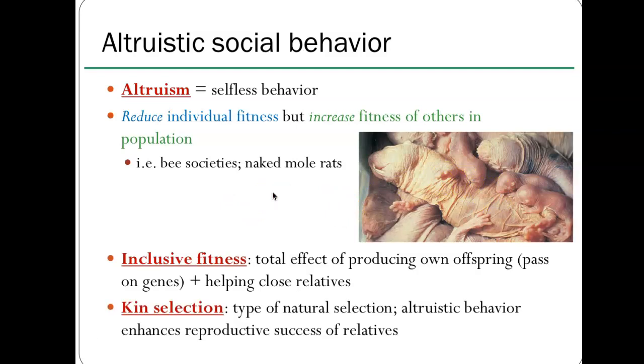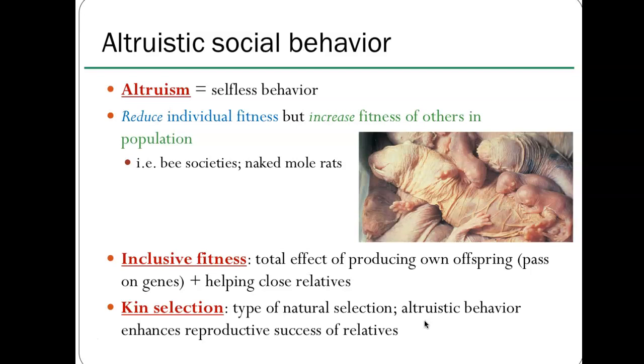So we have two vocab words, inclusive fitness and kin selection. Kin selection is a type of inclusive fitness. Inclusive fitness is the total effect of producing your own offspring and helping close relatives. Kin selection is a type of inclusive fitness that's been molded by natural selection, where altruistic behavior is displayed that's going to enhance the reproductive success of relatives.